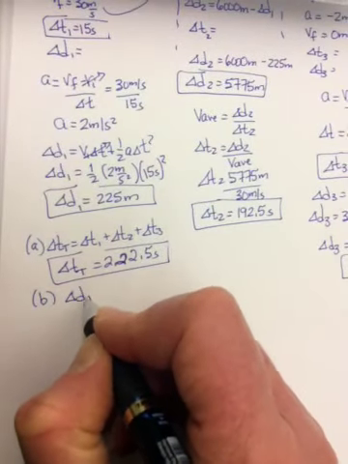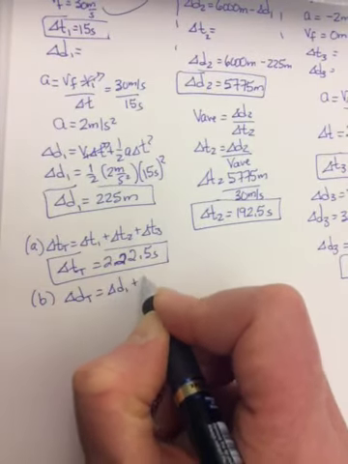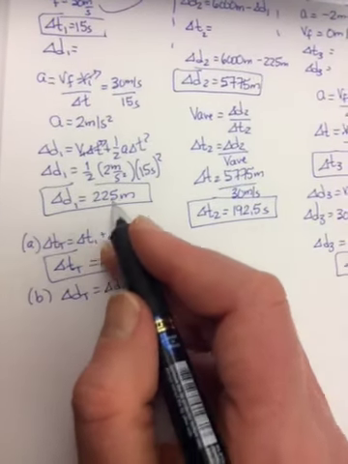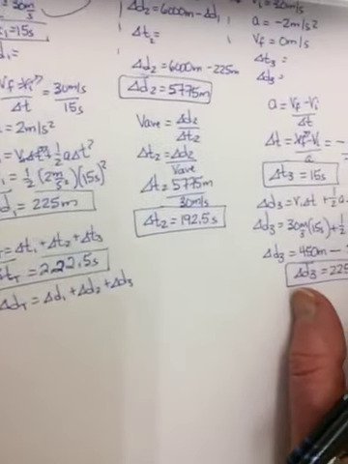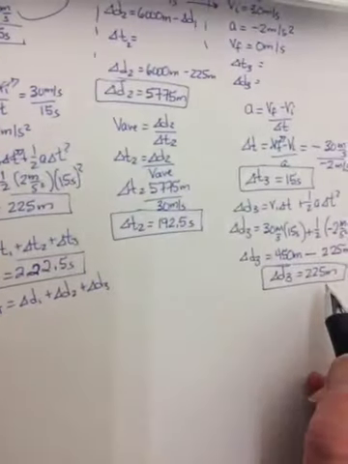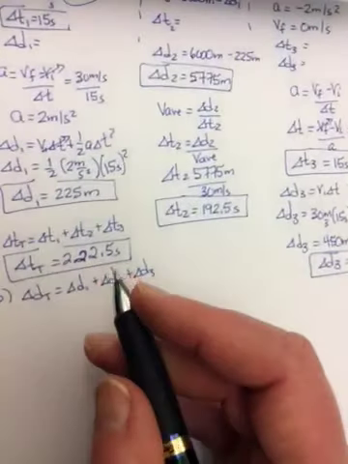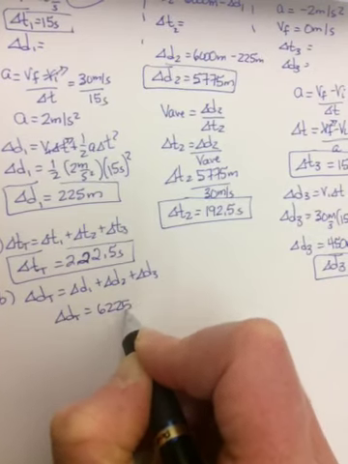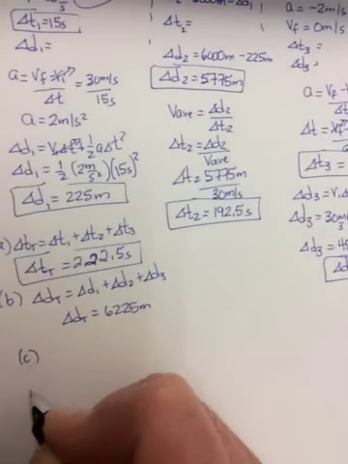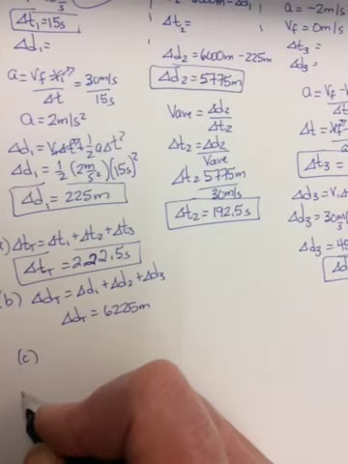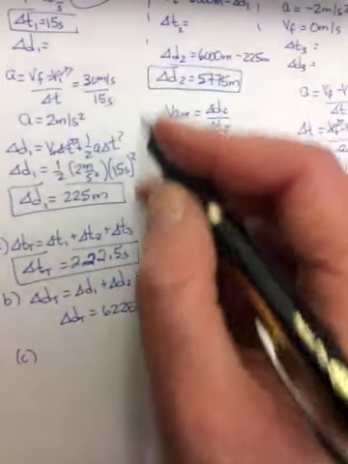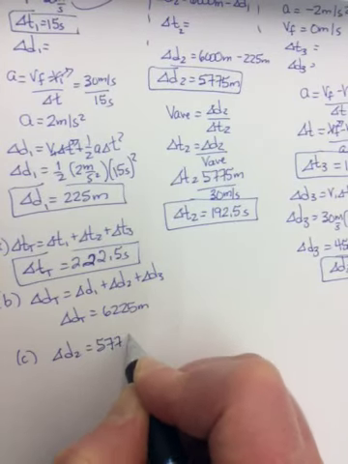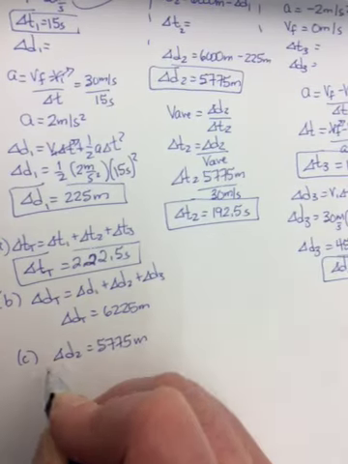Part B wants to know how far did the train go. So delta D total equals delta D1 plus delta D2 plus delta D3. So 225 plus 5,775, so that's 6,000, plus 225. So the total should be 6,225 meters. C. How far did it go while traveling at constant speed? That's this one. So delta D2 is equal to 5,775 meters that we had already found.